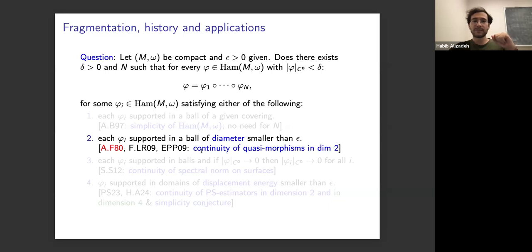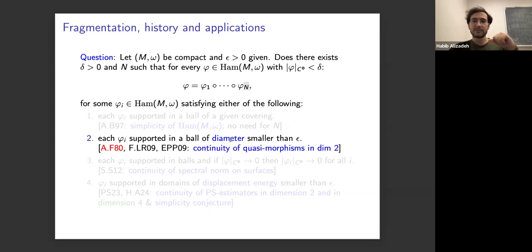They proved such a fragmentation, and the application was they were able to prove some continuity of quasimorphisms on surfaces. These quasimorphisms are some functionals defined on the group of Ham. And once they're continuous, they get extended to the C0 closure of Ham, and they can talk about C0 symplectic geometry of surfaces. And this guy Albert Fathi is in red because basically, I think he did not have a control on this n.